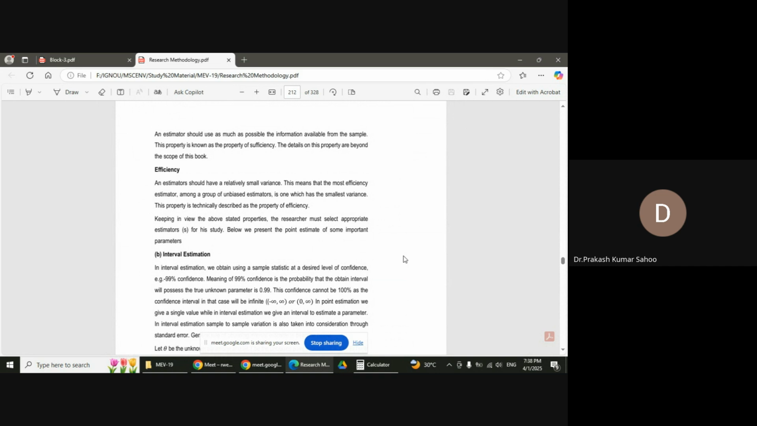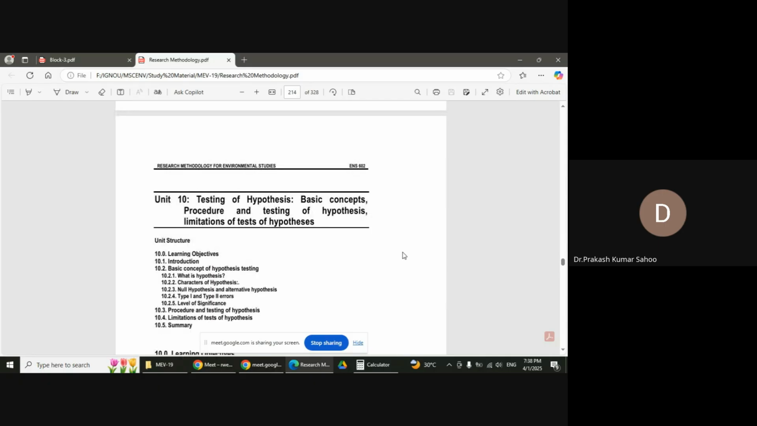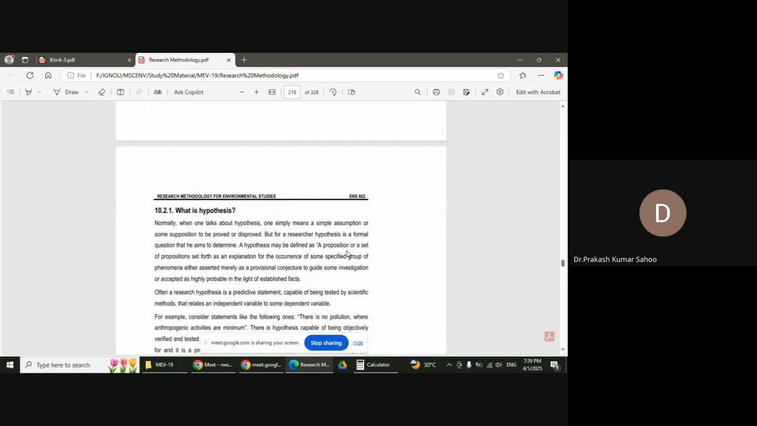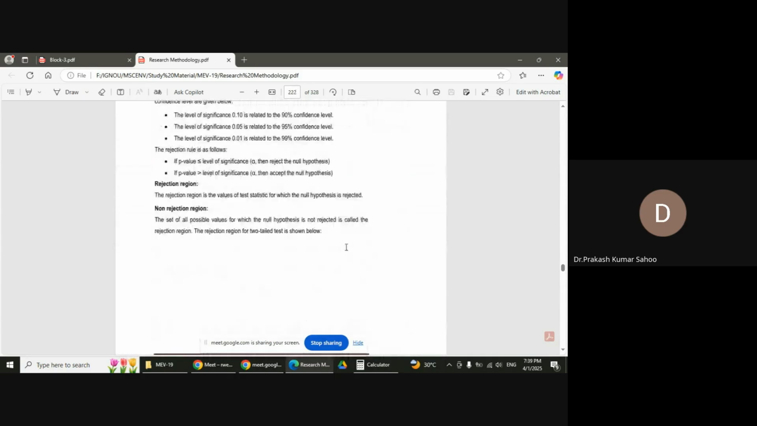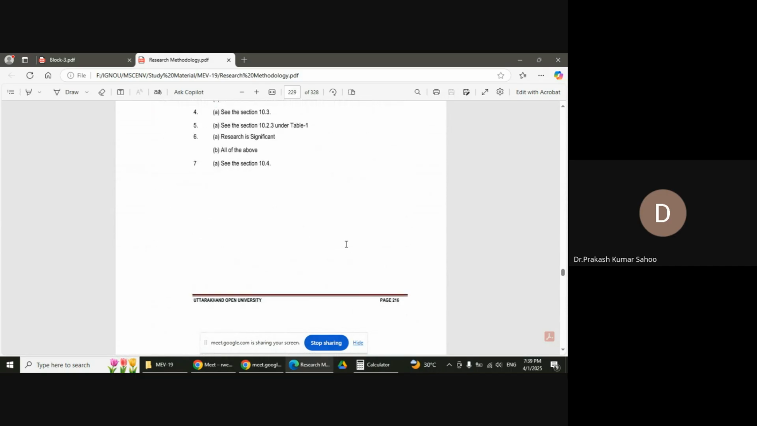Then we have interval estimation. Then under testing of hypothesis, we have already covered this part in our first or second class. Then what is hypothesis, characteristics of hypothesis, what is null hypothesis and alternative hypothesis. All these things are already covered. So I just keep this part, and the last one, that is the ANOVA test, which is one of the important parts that should be covered.